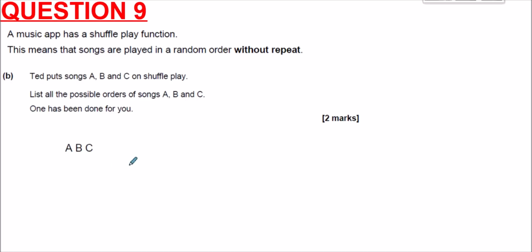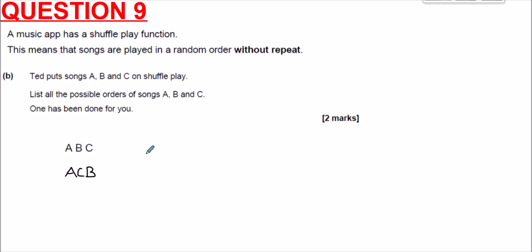Ted is using this shuffle function now, and he puts songs A, B and C on shuffle play. And we need to list all the possible orders of songs for A, B and C. One's been done for us here, A, B and C. And so if A comes first, B could be second, C could be third, or we could have A first, and then the order of B and C might be switched. So those two combinations are all the different ways the songs could play if A comes first.